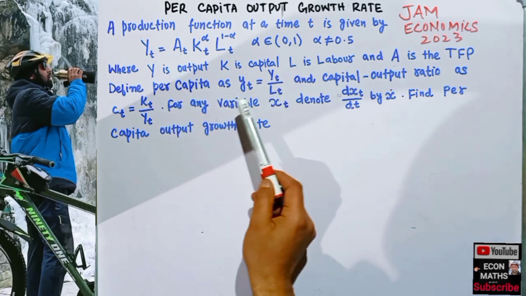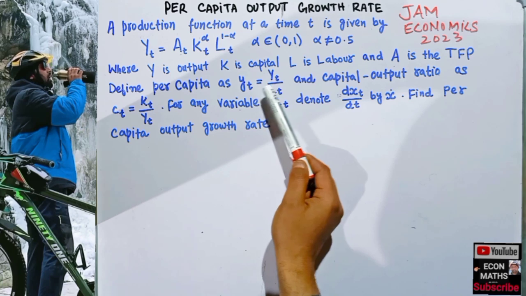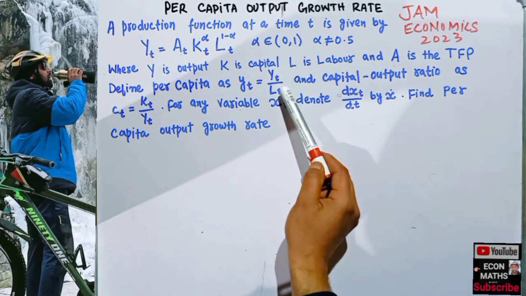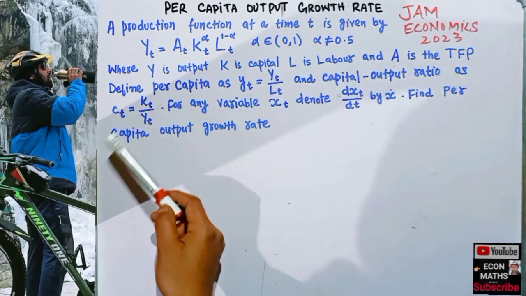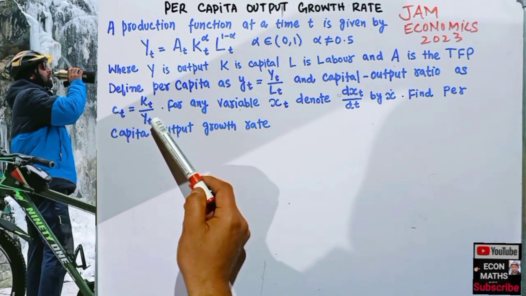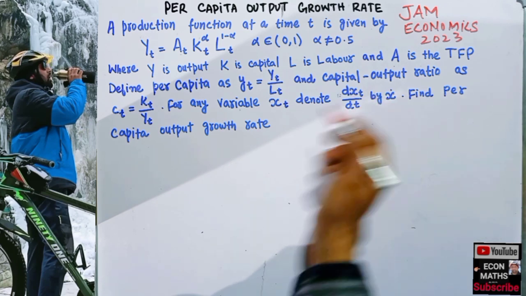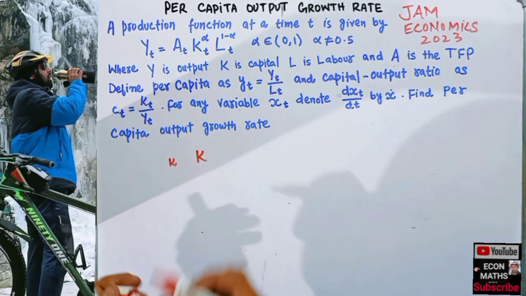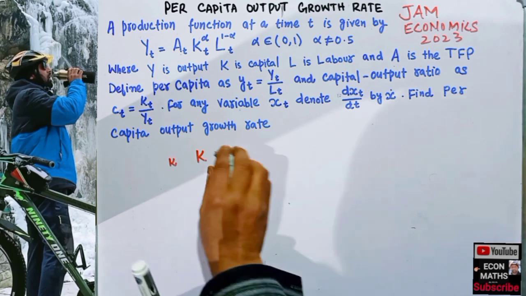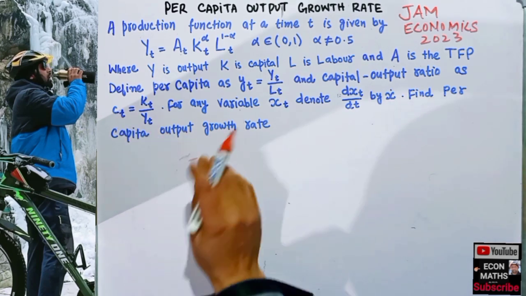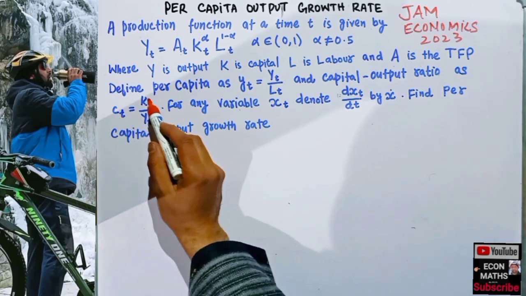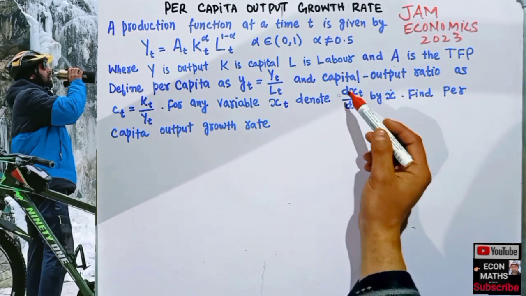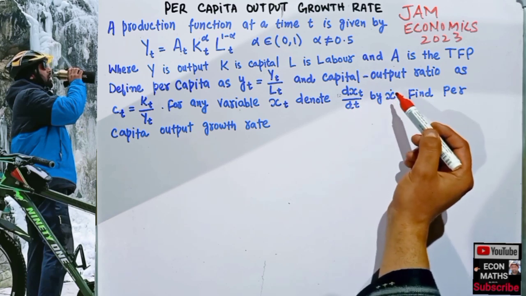We define per capita as small y_t = capital Y_t divided by capital L_t. Okay, that means output per worker, and capital output ratio is being defined by c_t = K_t divided by Y_t. Actually, in the question capital output ratio is being denoted by small k. I will not be able to differentiate between capital K and small k here. That's why I have written c in place of capital output ratio. So our capital output ratio is c_t = K_t upon Y_t. For any variable x_t, its derivative with respect to time, that is dx_t upon dt, is being denoted by x dot.